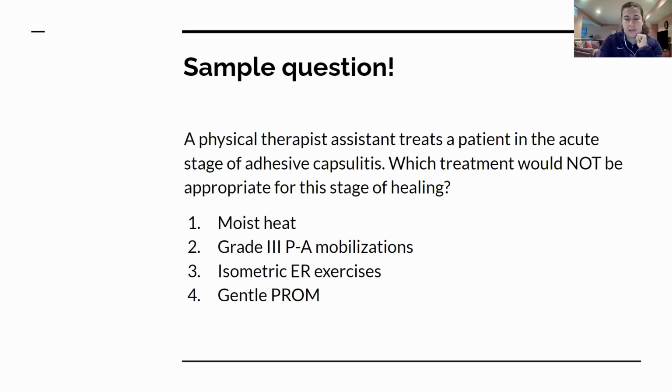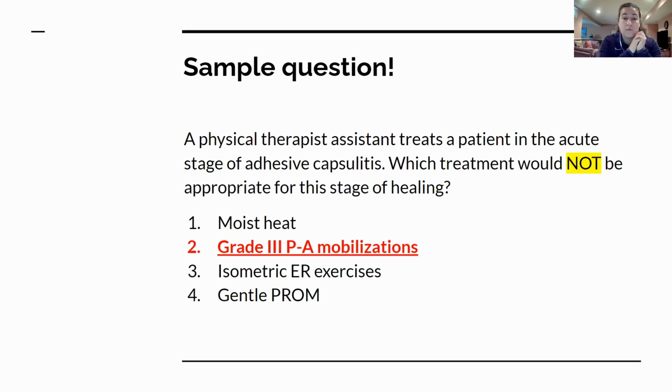All right, guys, so here's the answer. It's going to be grade 3 PA mobilizations, because it's asking which treatment would not be appropriate for this stage of healing. As we said before, the grade 3 MOBs are the ones where we're pushing on the capsule, with slow, large oscillations that are trying to increase range of motion. So this would be appropriate for someone in the chronic stage of healing. However, the question's asking acute stage. So that is why this is the answer.